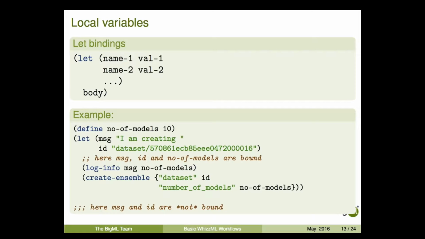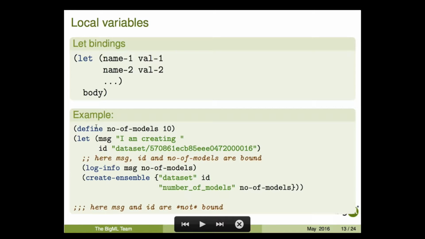The way we define variables with limited scope in WhizzML and in other dialects of Lisp is to use the keyword let. Basically, let takes a bunch of name value pairs in parentheses, and then within the scope of the let statement, anything you put in the body of the let statement, the names and the values bound to these names will continue to be bound in that scope.